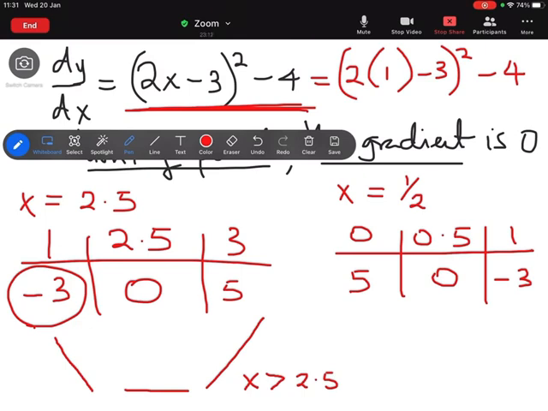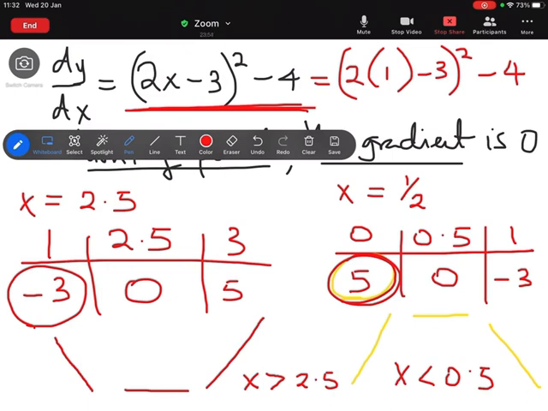Now, what does this tell us? Once again, we can tell that to the left of 0.5, the gradient is 5, which is positive, which tells us that the curve is sloping up. The gradient at the turning point is 0, and at 1, it's sloping downwards. So our second set of values indicates that the function is an increasing function where x is less than 0.5, because we can see at the point 0 the gradient is positive.